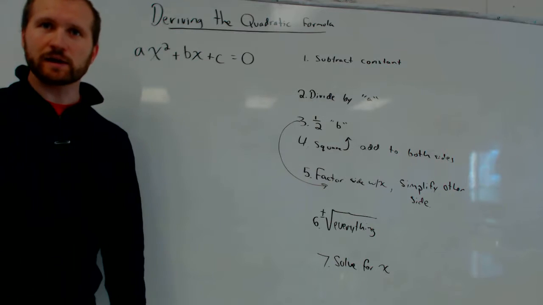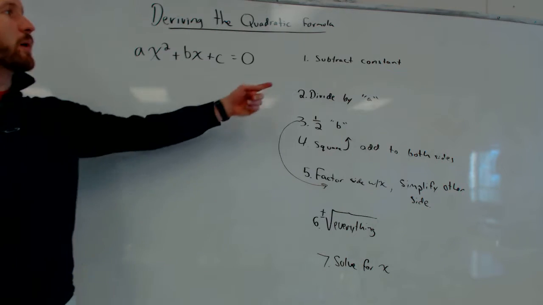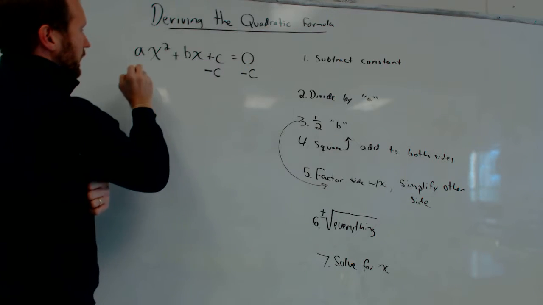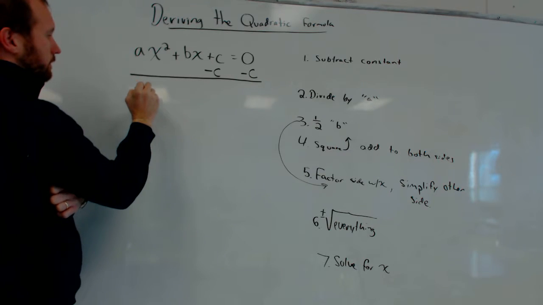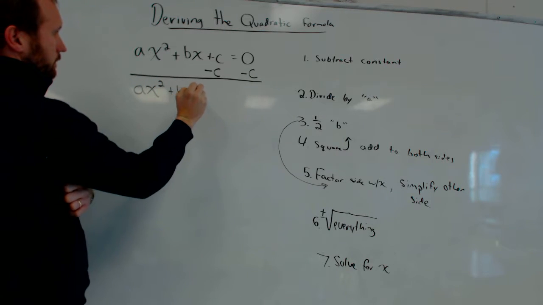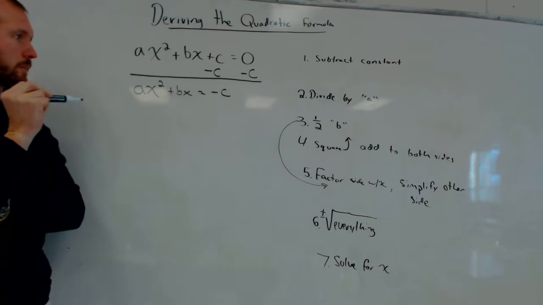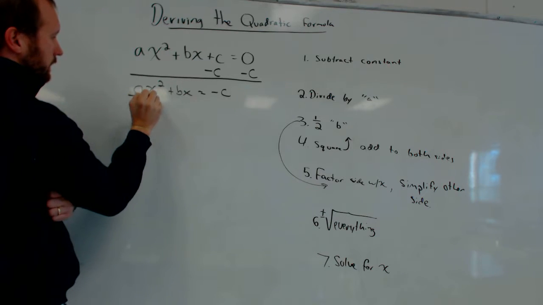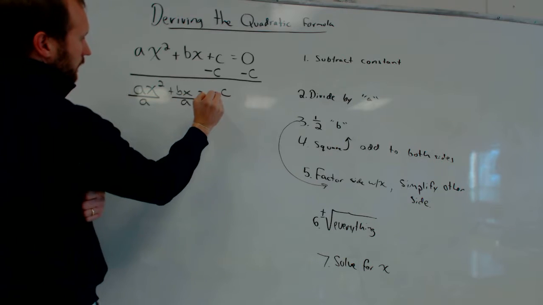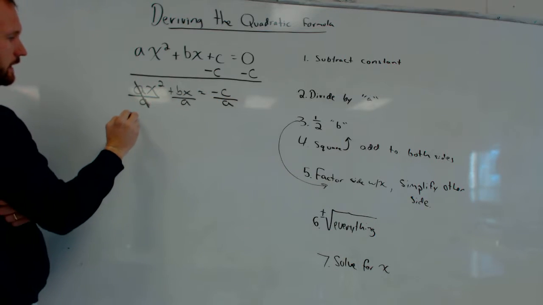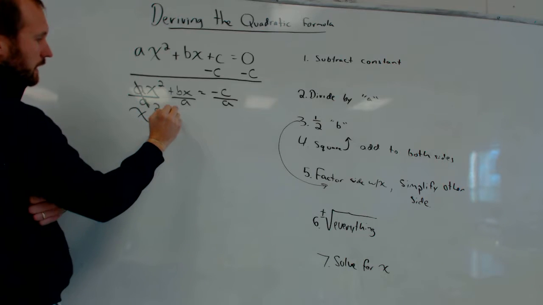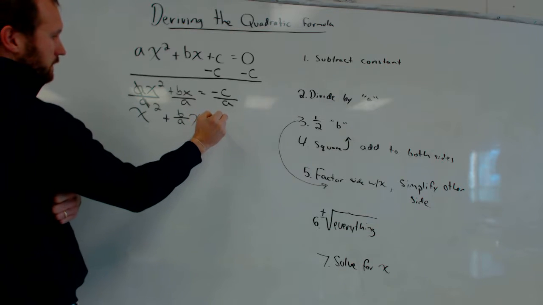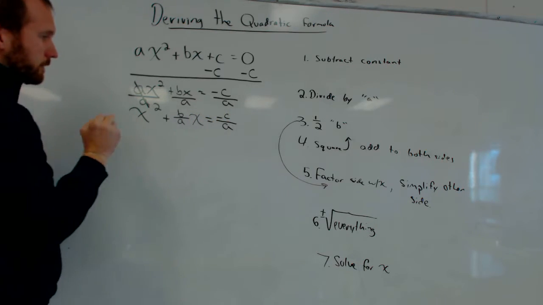Okay. You guys ready? Yeah. Step 1, what do I do? Subtract c from both sides. So what do I have? Ax squared plus bx equals negative c. Not yet, divide by a. What do I do now? Divide by a. I'm going to divide every term by a. Okay? So this cancels out. I have x squared plus, I'm going to turn this into my coefficient, b over a x equals negative c over a.